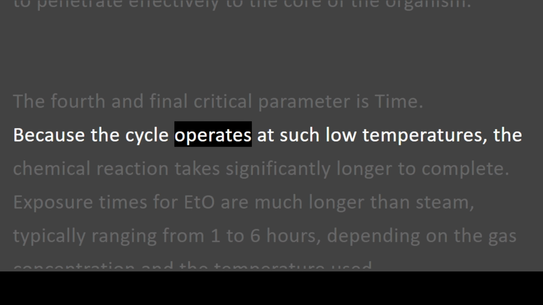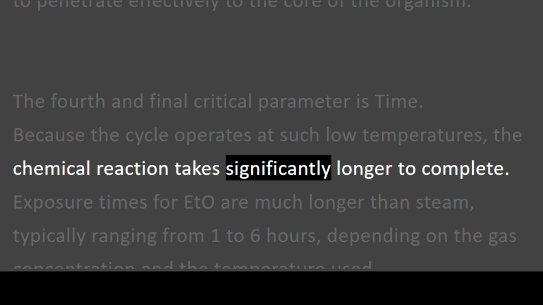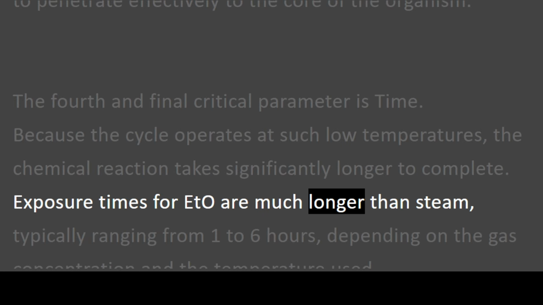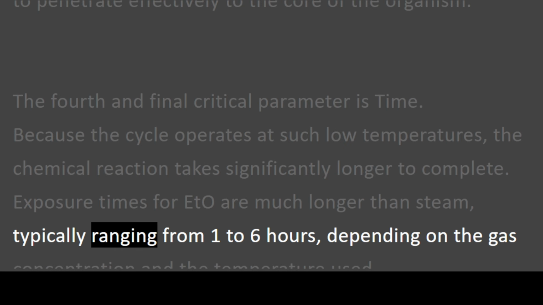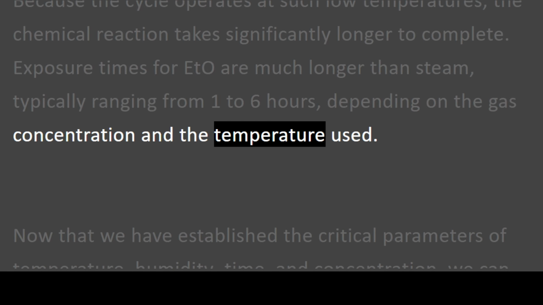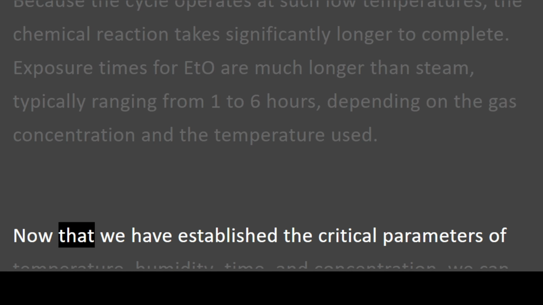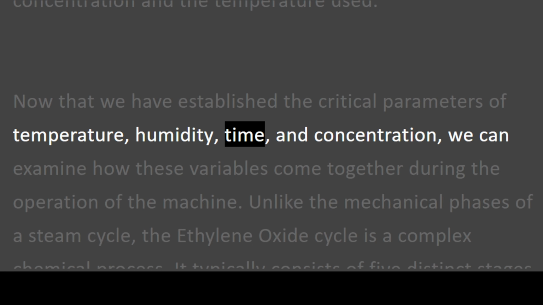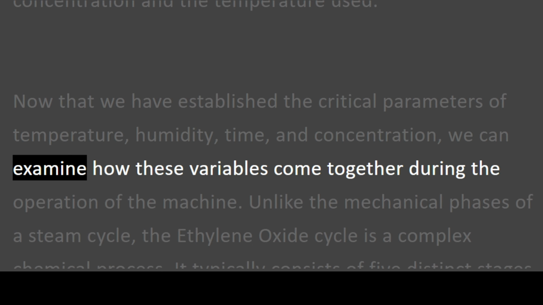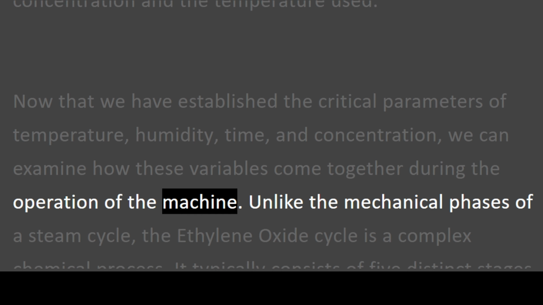Because the cycle operates at such low temperatures, the chemical reaction takes significantly longer to complete. Exposure times for ETO are much longer than steam, typically ranging from 1 to 6 hours, depending on the gas concentration and the temperature used. Now that we have established the critical parameters of temperature, humidity, time, and concentration, we can examine how these variables come together during the operation of the machine.